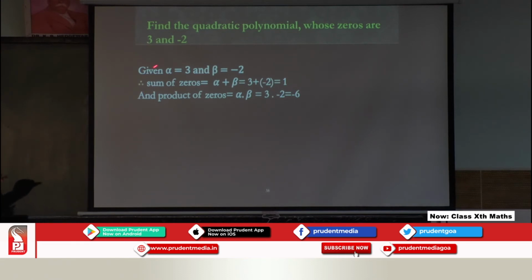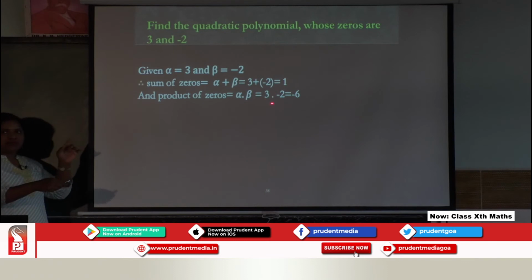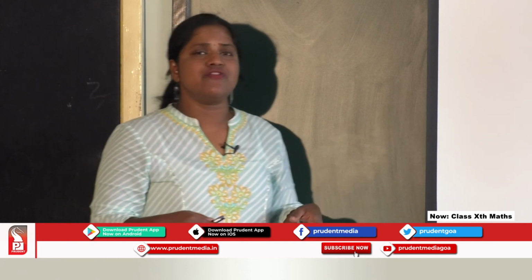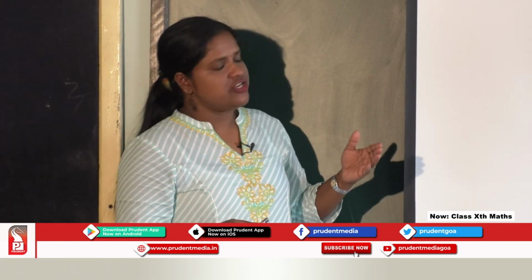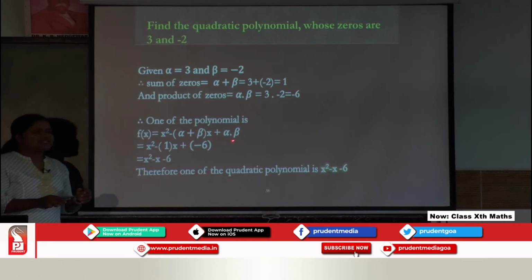So first let us find sum of zeros. Sum of zeros means you are supposed to find alpha plus beta first. So it is 3 plus negative 2. So your answer is 1, okay. And the product of zeros is alpha into beta, that is 3 multiplied by negative 2, you will get negative 6. So this part was given earlier in the problem, but now in this problem we are supposed to find this first. And as usual I told you the formula how to find the quadratic polynomial. The formula is, one of the polynomial be f of x is equal to x square minus alpha plus beta x plus alpha into beta.